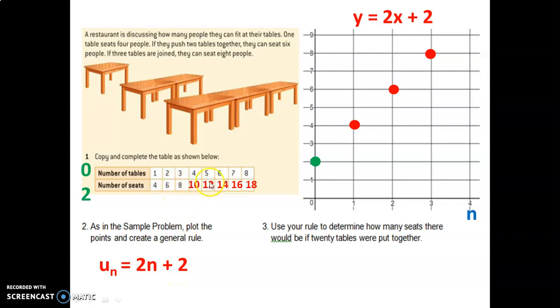Again, you're looking at how much it's going up by, so the common difference is the slope and the y-intercept here, which is a 0 term value. Great, now that you have the rule, you can find out what the answer to this question is. So you use your rule, you're looking for a 20th term, so u sub 20. You substitute 20 for the n, and you can calculate how many seats there will be for the 20th term, or 20 tables, and it's 42.